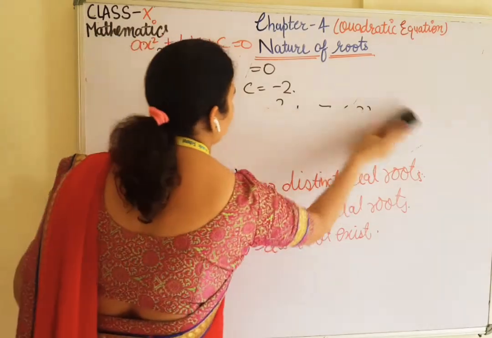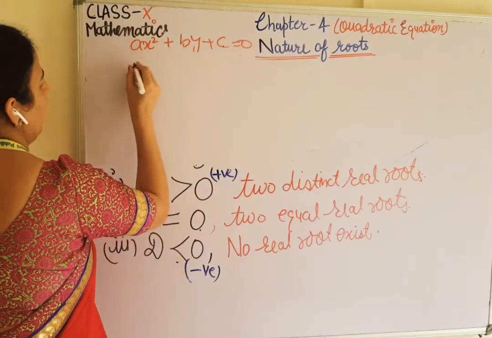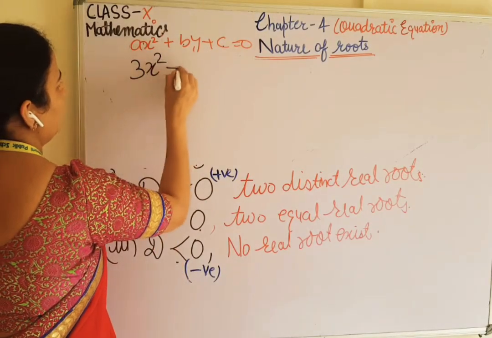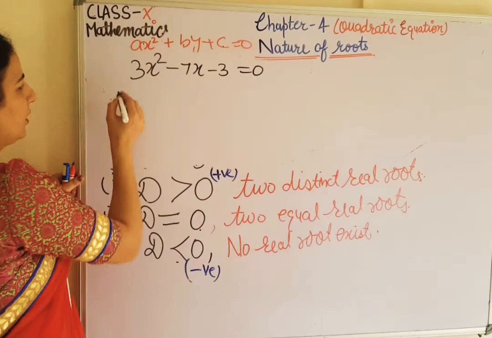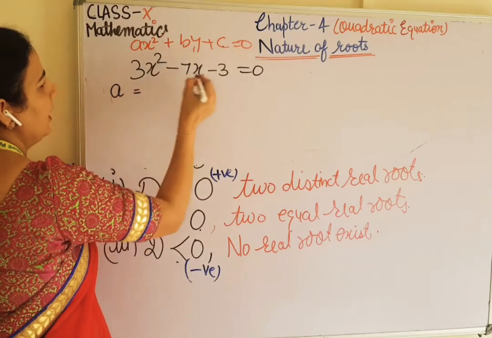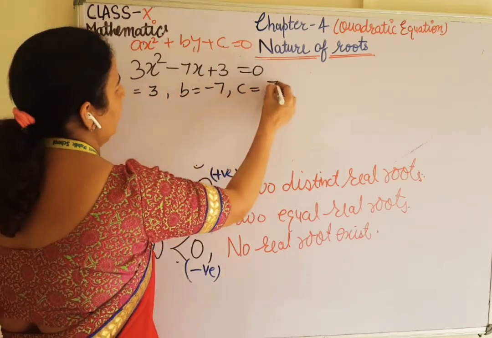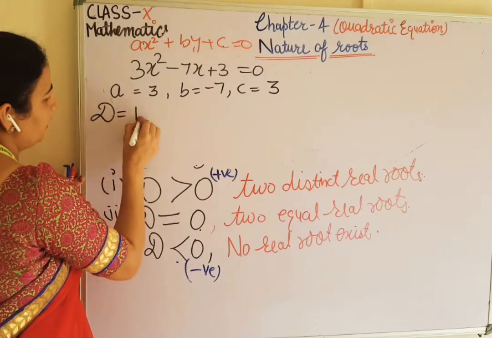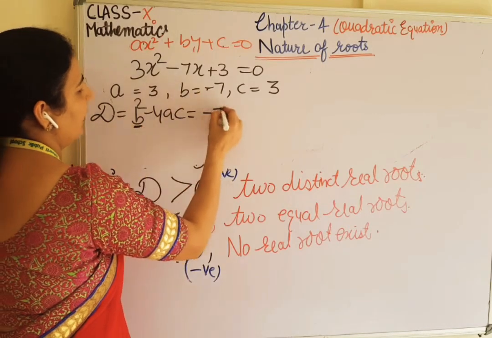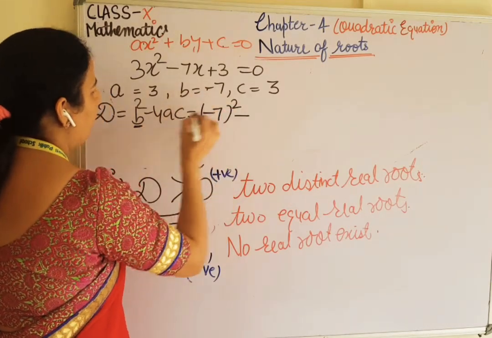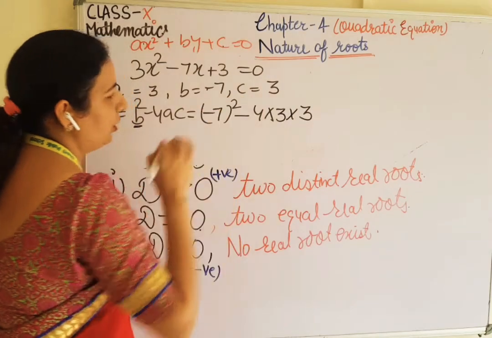Any random values of this a, b and c. We calculate a, b and c first. 3x square minus 7x minus 3 is equal to 0. So what is the value of a here? a is 3, b is minus 7, c is 3. Now D is b square minus 4ac. What is the value of b? b is minus 7. Minus 7 whole square minus 4 into a is 3 and c is also 3.